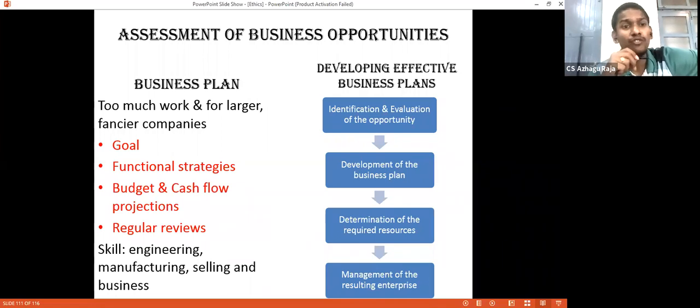That is the first and foremost step: you have to identify the business opportunity, then the gap, and from the gap you see what is the opportunity for you, right? And that opportunity should be your strength. That is also very, very important. And after identification and evaluation, you draft your business plan.